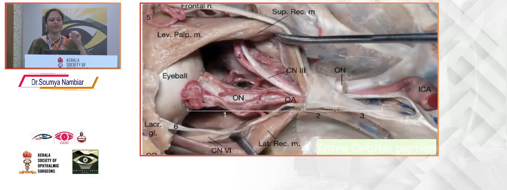To give you a picture, this is a cadaveric dissection. You can see how the optic nerve is. That's the eyeball, which you can see. I don't know if you can see my pointer. Okay, so you can see the optic nerve and the vessels around it. You can see cranial nerve 3, the 6, and the muscles. Any infection, any mass in these areas can lead to compression.